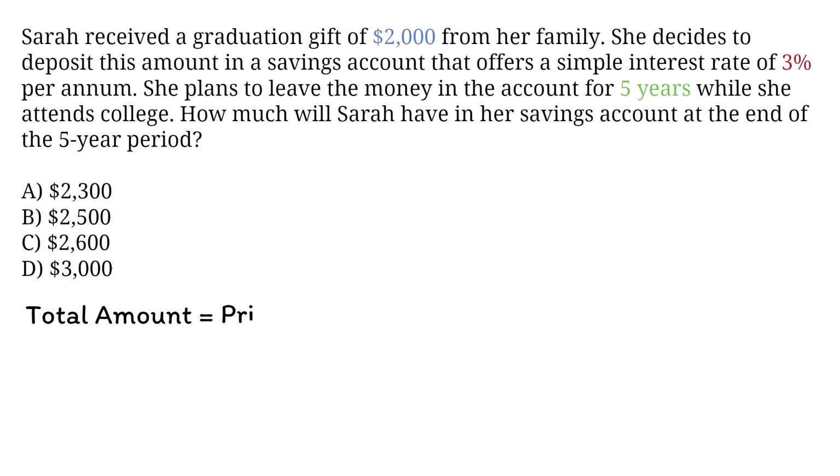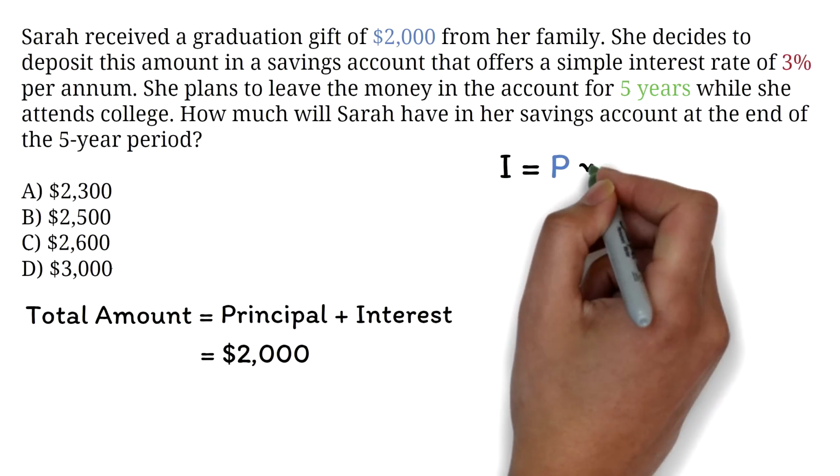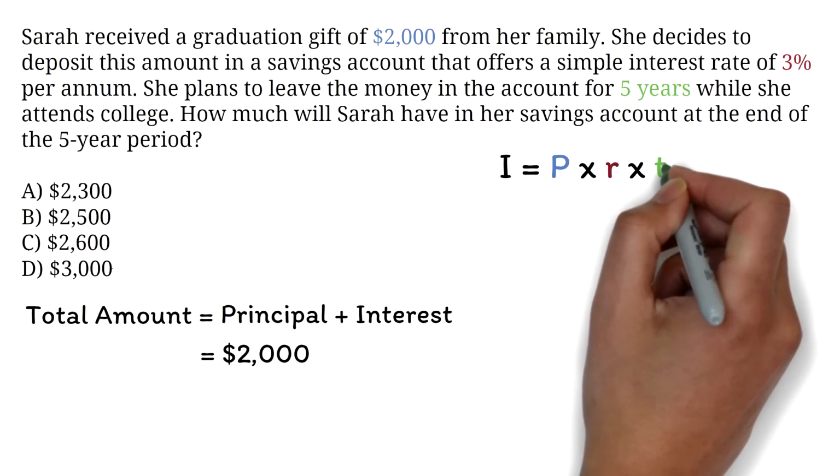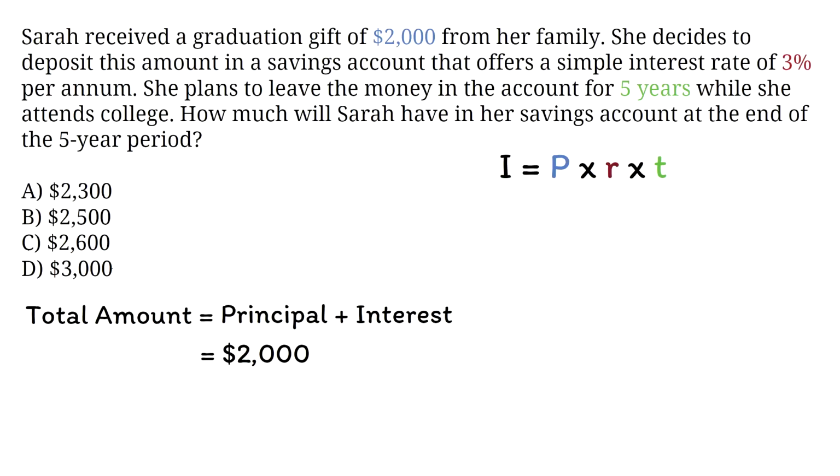The amount that Sarah will get at the end of the 5 years will be the initial amount she deposited, which is the principal, plus the interest gained. We know the principal as $2,000, so we need to calculate the interest and add it. Simple interest questions are basically formula work, and the formula will be given to you on the GED formula sheet. Simple interest equals the principal times the rate times the time. We just substitute our values into the formula and solve.